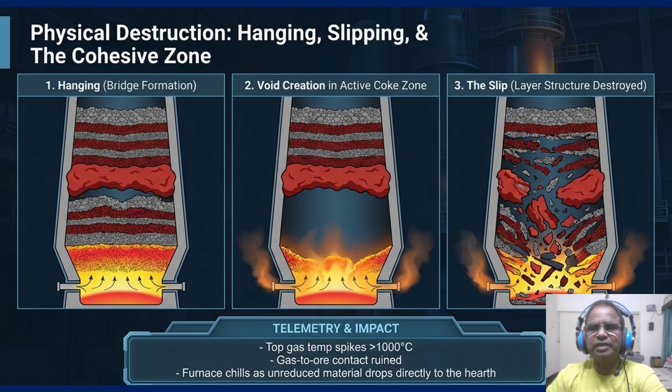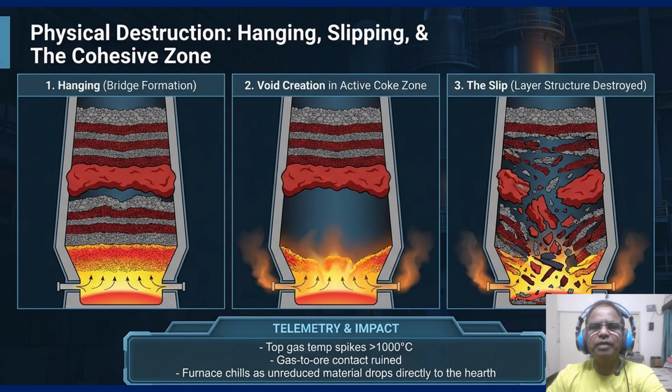Finally, look at panel 3. The bridge fails and the layer structure is destroyed in a chaotic crash. The telemetry tells the story. The top gas temperature will spike over 1000 degrees centigrade as the hot gases bypass the fallen burden. Gas to ore contact is removed and the furnace chills instantly as unreduced material drops directly into the hearth. This is not just an operational delay, it's a catastrophic event that can take days to recover from.